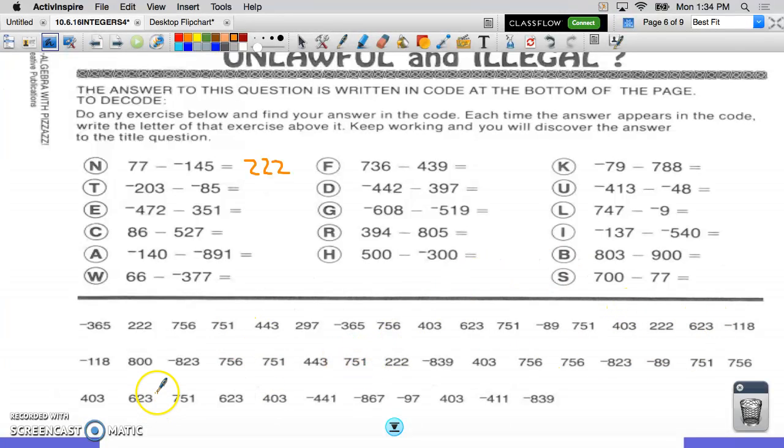222. And I know we did this one in class. Where's 222? Here we go. N. Is there another one? Probably. N. I don't know if there's any more. Find them yourself. All right.